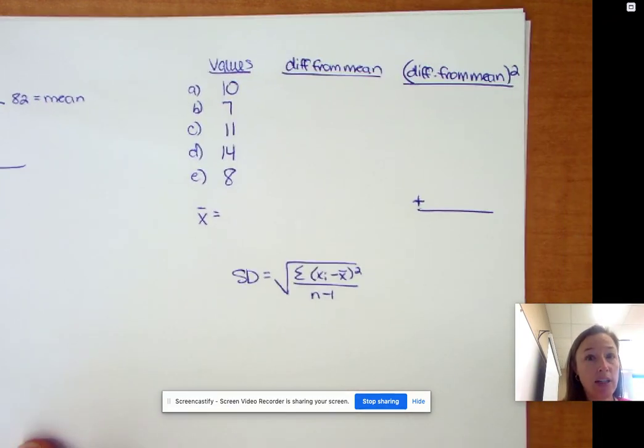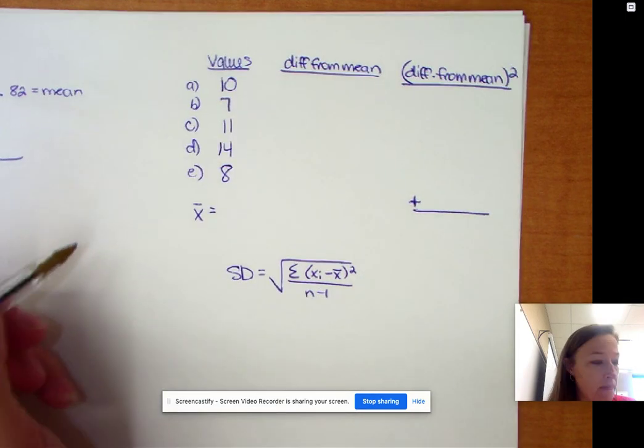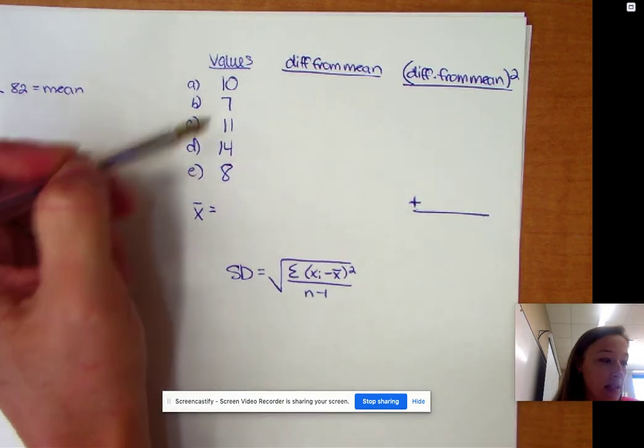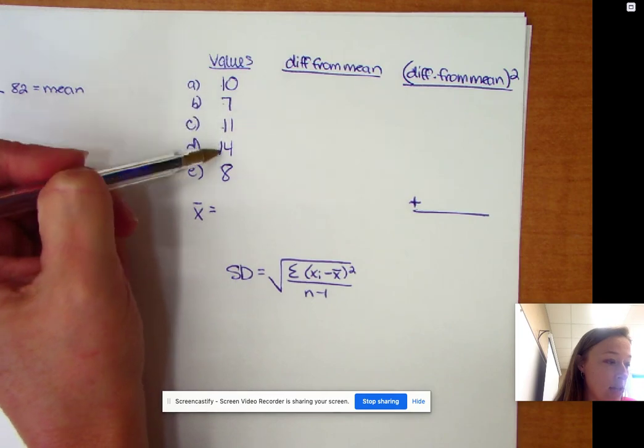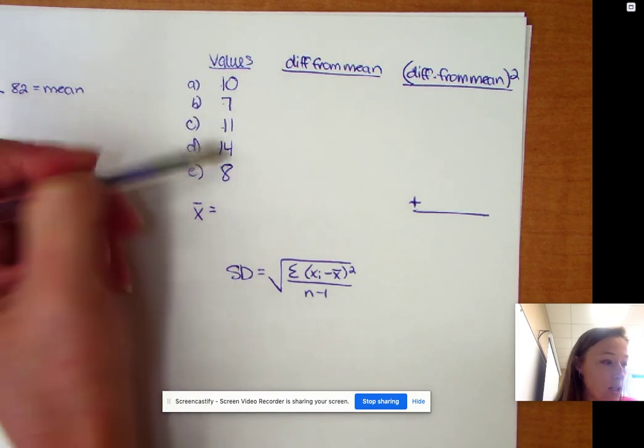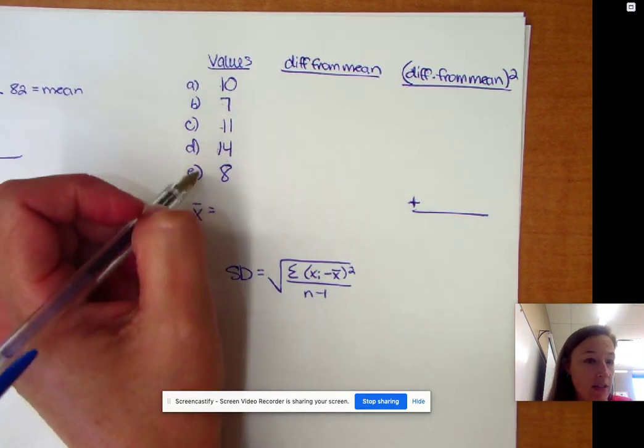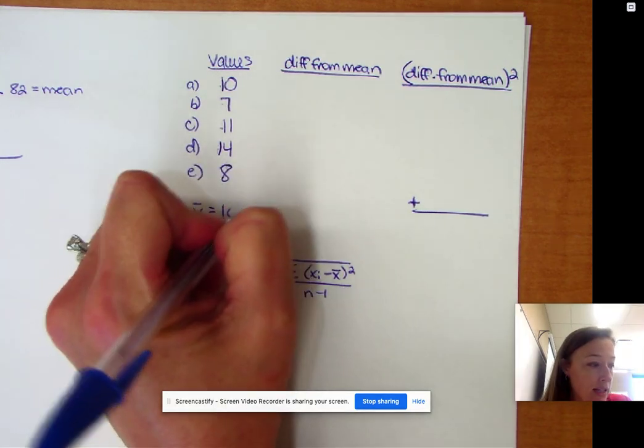How to calculate it: let's say I have these values. I'm going to add them up and get the mean. So 17, 28, 42, 50. So 50 is my total. There are 5 of them, so my mean is 10.